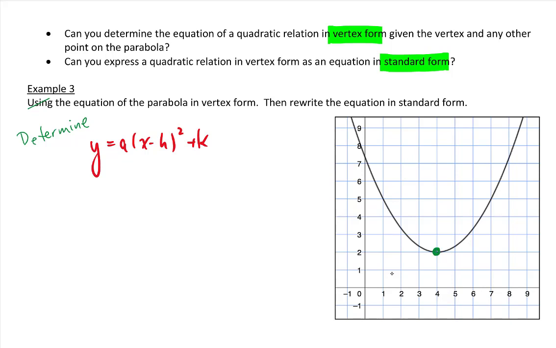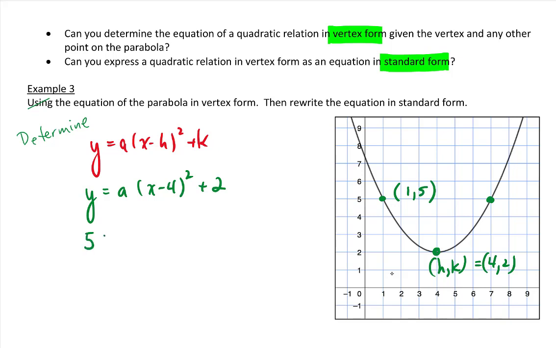So if we look on our graph, here's our h and k value, and we see that we have 4 and 2. So if we sub that into our equation, we get y equals a(x minus 4) squared plus 2. Next is to sub in any other point. So let's find a point on this parabola. So we could take a point here, a point here. So let's say we take the left one. That's (1, 5).